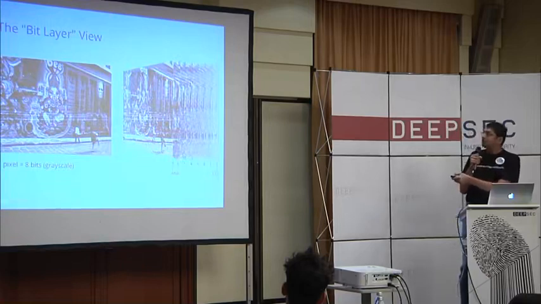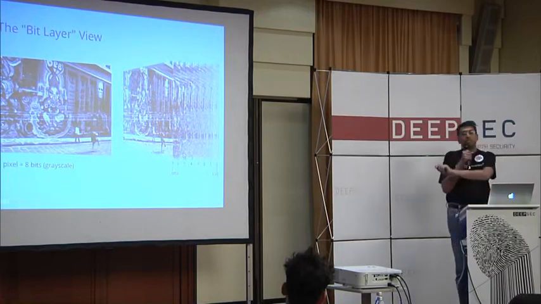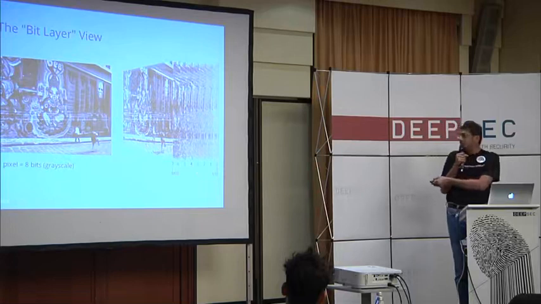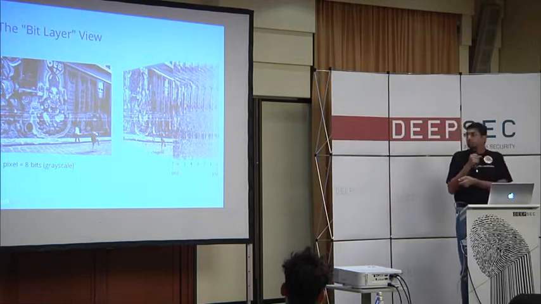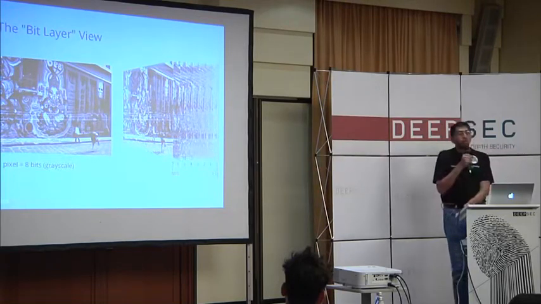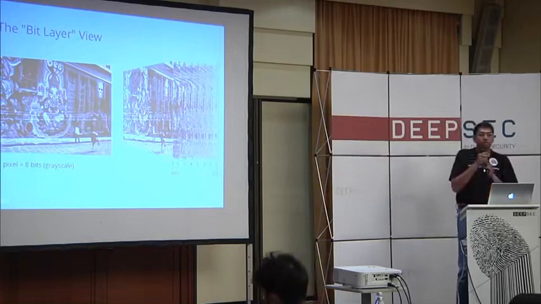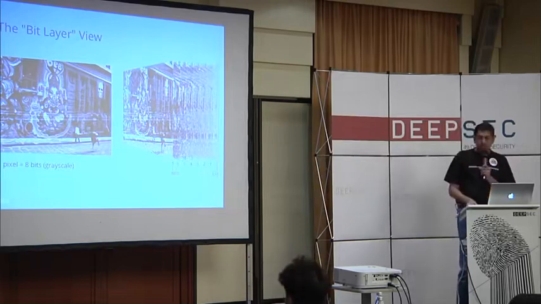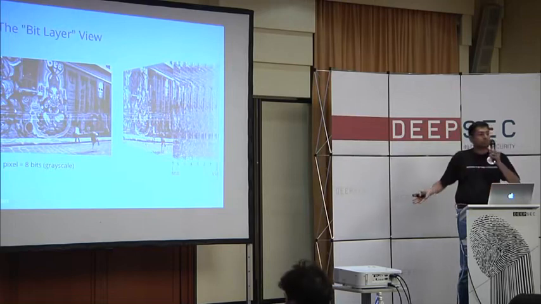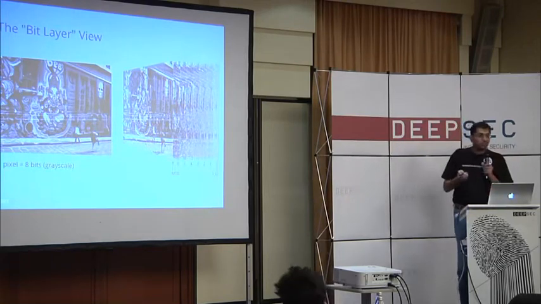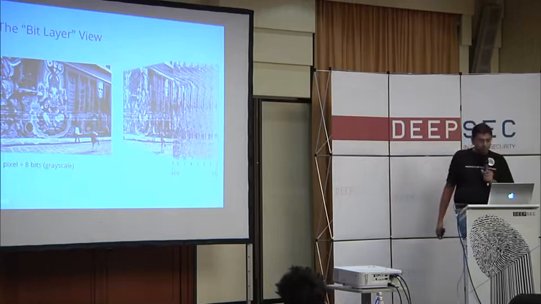You have 8 layers. The topmost layer is the most significant bit, and the bottommost layer is the least significant bit. And if you stack these layers on top, you get the resultant image. What we're going to do is write our offensive stuff onto one of these layers and simply pack them together. It's a lot of bit shifting, but it's very simple stuff.